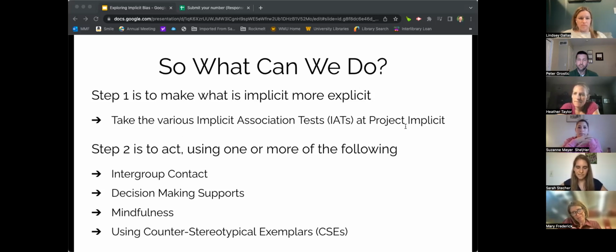one other way that you can do this that I'd like to talk about is by taking an implicit association test, or an IAT. These were started at Harvard 2 decades ago, and you can still go onto the website. This is one of the links that I'll send you, and take these IATs.